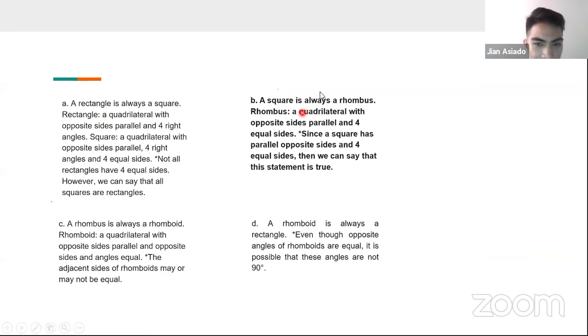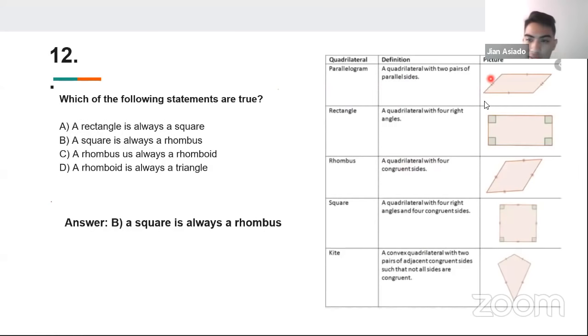Ngayon si ABC yung pag-isipan natin. Ngayon, bakit mali si A? Tama si B. Si B yung tama. Bakit mali si A? Kasi not all rectangles have 4 equal sides. So, i-define natin to. Ano ba muna si parallelogram? Si parallelogram, bali 2 pairs of parallel sides.